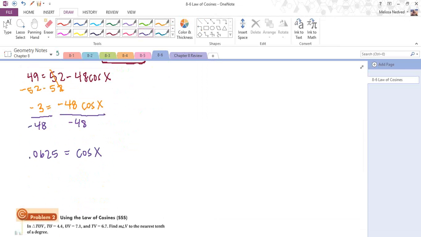So if you remember, again, think back to when we worked with SOHCAHTOA, to undo a trig function, we use the inverse trig function. So in order to get X by itself, I need to take the inverse cosine of 0.0625. That's how I isolate the X. That's how I undo cosine.